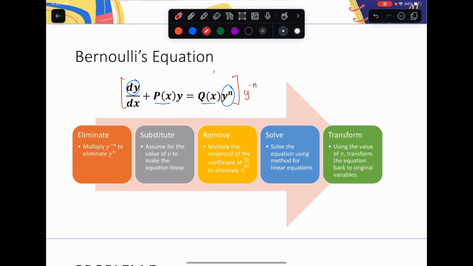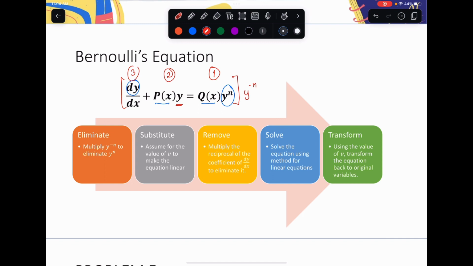So we start with the right hand side of the equation. And then afterwards, we're going to substitute. For the second step, we substitute for the value of v. To transform the given equation into a linear one, whatever this y is, whether that is y raised to negative 1 or y raised to negative 2, we let that one be our v. Okay, so that's our second step.